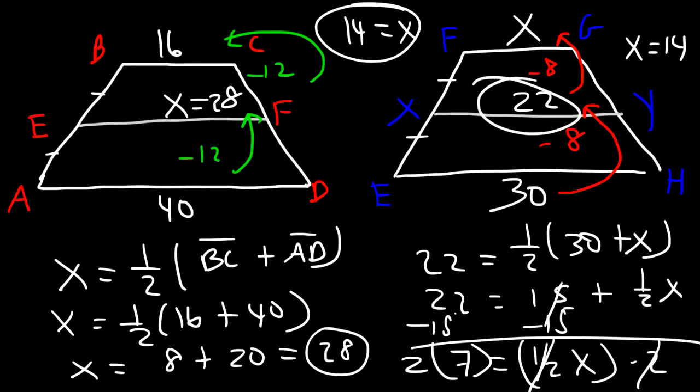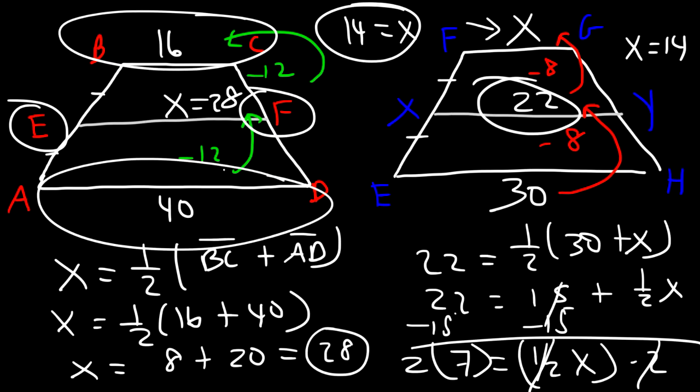So there are different ways in which you can find this particular value for X. So now you're familiar with the mid-segment theorem. The mid-segment, let's say EF, is the average of BC and AD. So EF is 1/2 times BC plus AD.